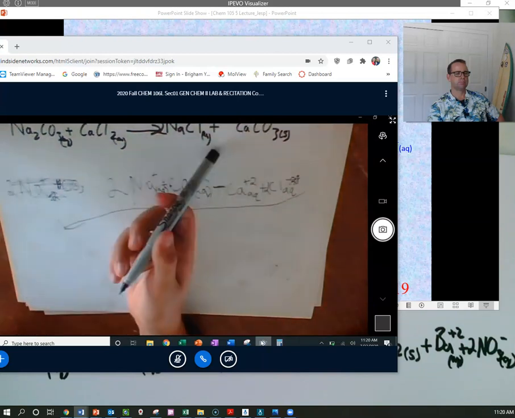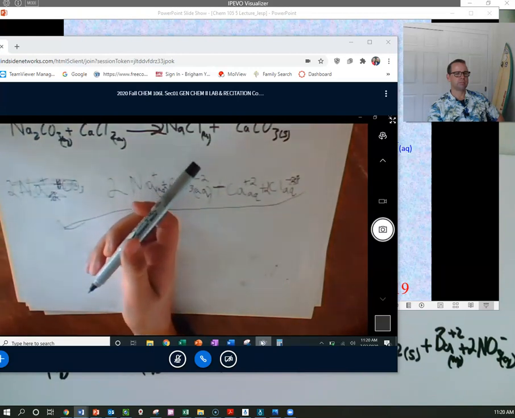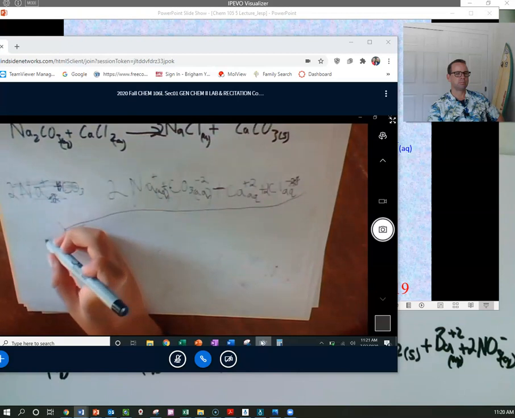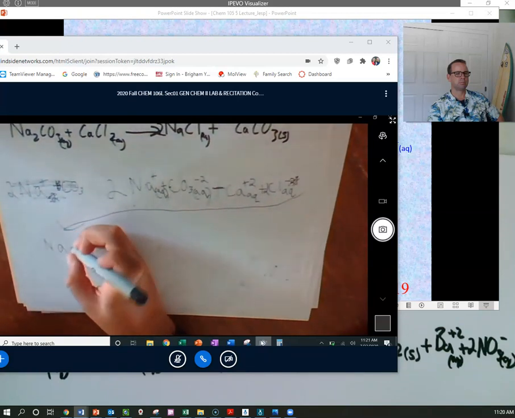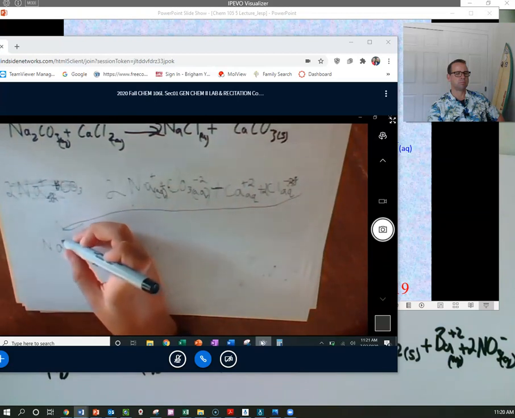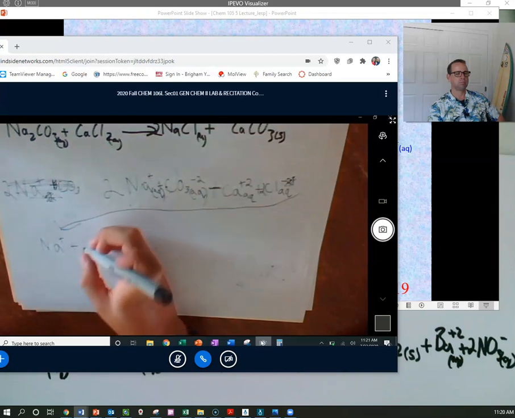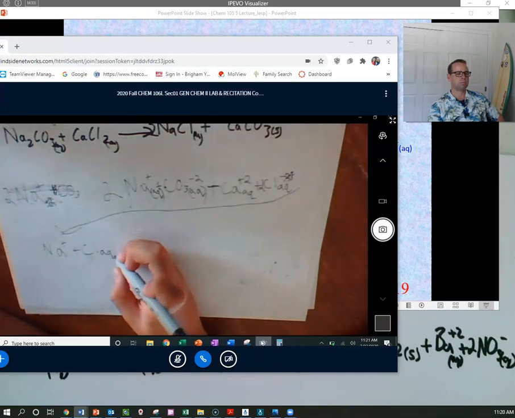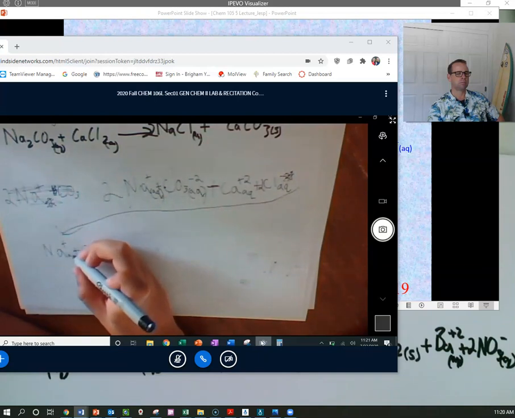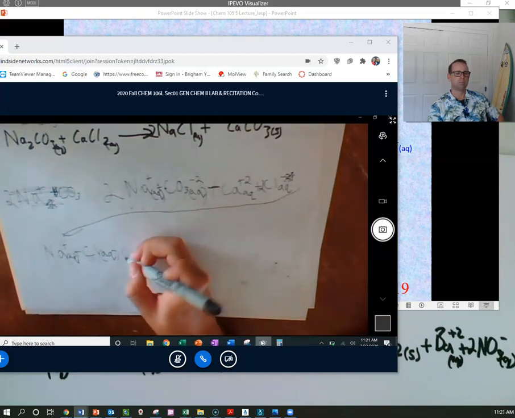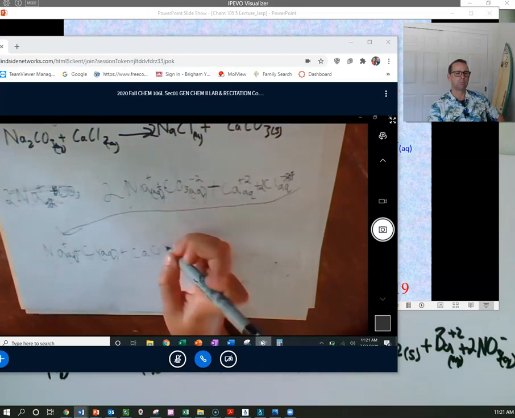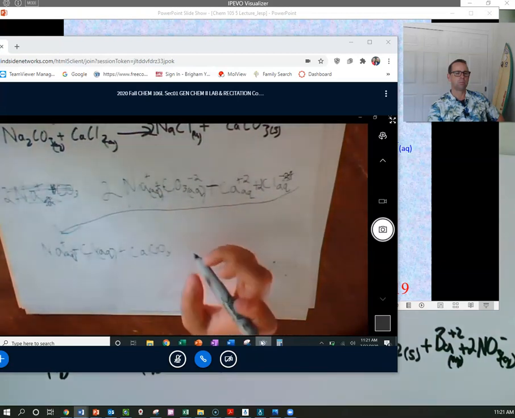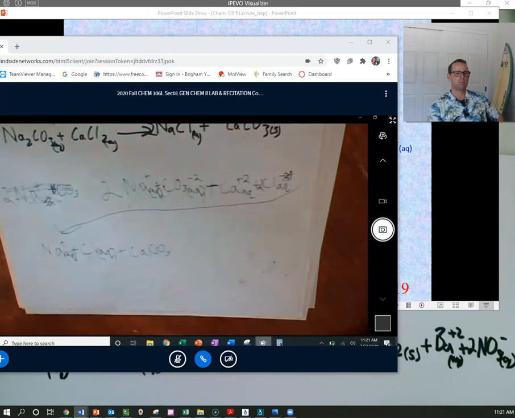Now that's solid. That's aqueous. So then it's Na plus, this one positive charge, plus 2, plus CaCO3. All done. Okay, did you write solid on that calcium carbonate at the end?